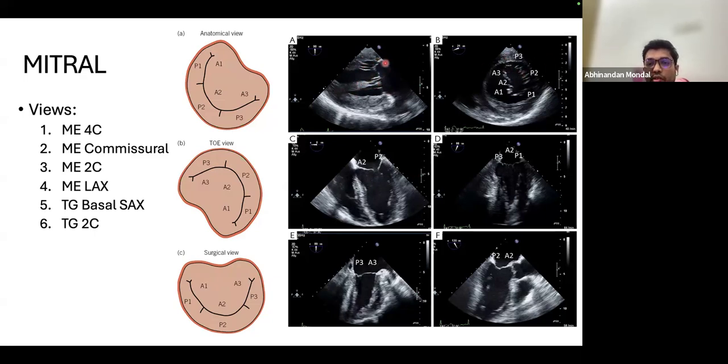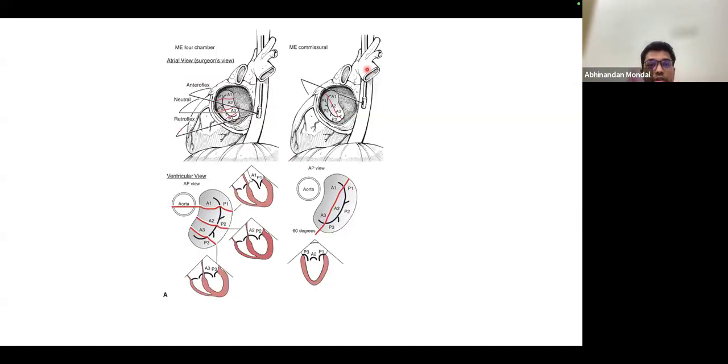For this transgastric two chamber view, you just go deeper from your transgastric basal short axis view so that you can get a mid papillary short axis view, and then you change the omniplane angle to 90 degrees to see this view. In this view, the echocardiography gives you a better understanding of your papillary muscle, and also whether there is any calcification of your cords.